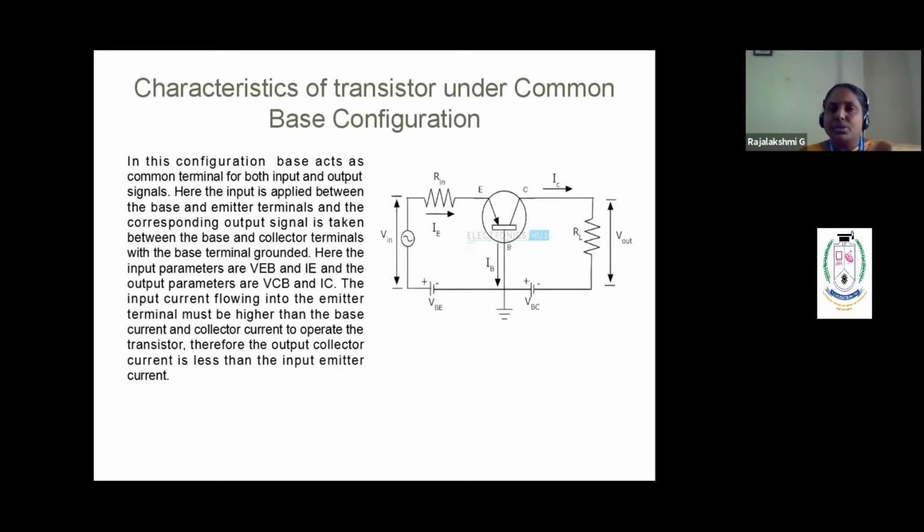So this diagram shows how you can study the VI characteristics of the common base configuration. Depending upon the type of the transistor, you will be connecting. Say here, the emitter terminal is connected to the negative terminal and the base is connected to the positive terminal. So what does it mean? Obviously, as per this circuit diagram, I suppose base is connected to negative and emitter is connected to positive.